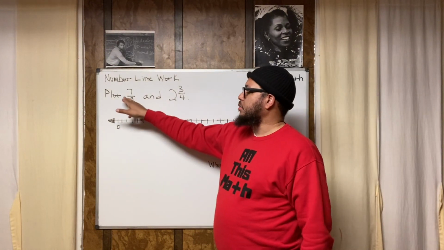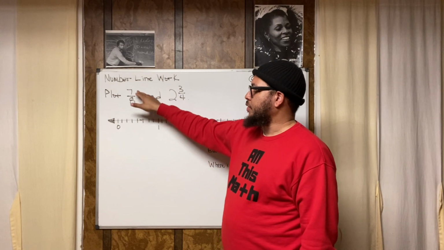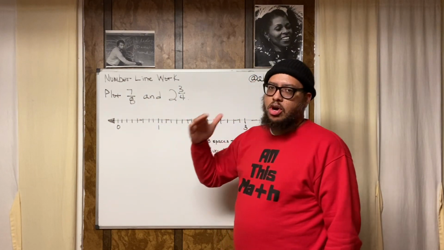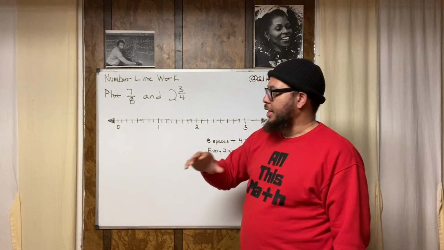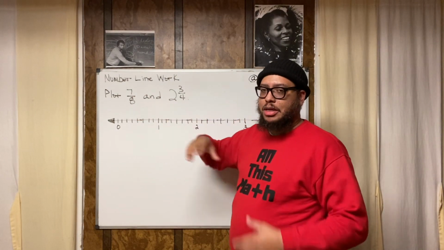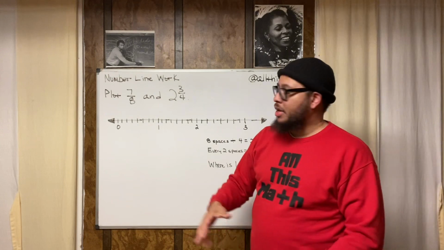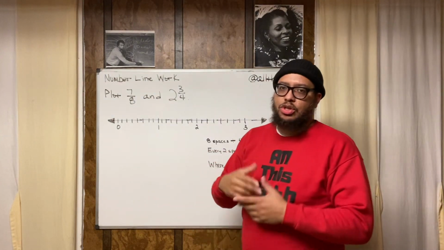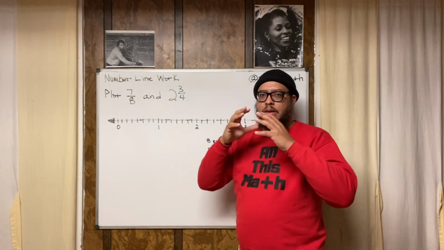So we're going to plot 7/8. This fraction right here is 7/8. And I want you to read it like that. Say it like that. Some people say 7 over 8 or 7 out of 8. But in this context, we want to say 7/8 because your denominator is really a unit. It tells you how many pieces you have.